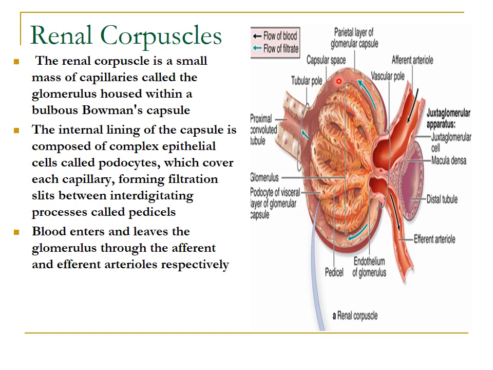The parietal layer lines the outside of the Bowman's capsule, and it is composed of simple squamous epithelium, whereas the visceral layer is very complex, and it has special cells called the podocytes, which cover each capillary, and they form the filtration slits and interdigitating processes called the pedicles.